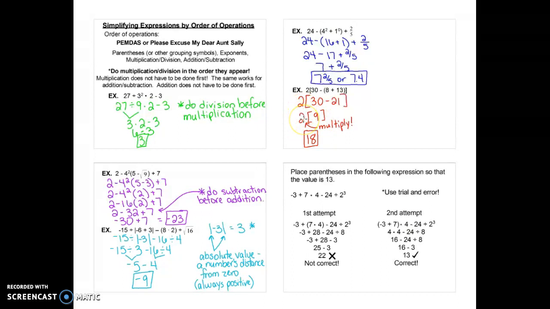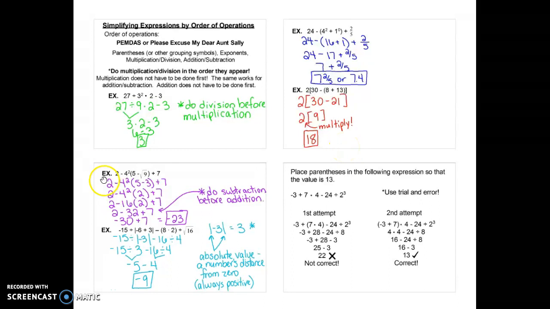Again, you carry this 2 straight down. There is no symbol between this 2 and the 9. When you see no symbol at all, that means multiplication. So our final step is to take 2 times 9, which gives us 18 for our final answer.